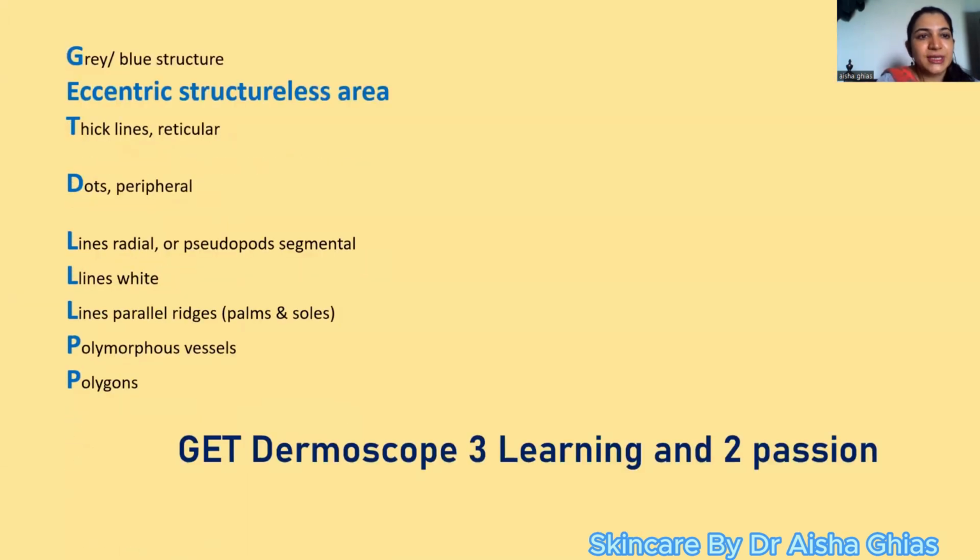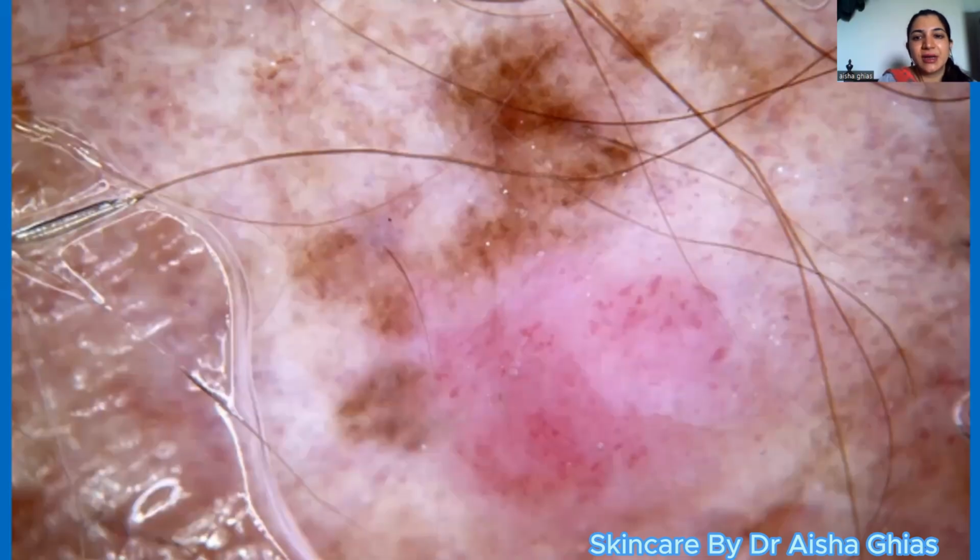So the second feature is eccentric structureless area. Eccentric, not centric, because if the structureless area is in the center, you might consider nevi. Eccentric structureless area means that there is something on the slide, the color of which is not that of skin color. If it's skin color, we do not call it an eccentric structureless area. And for a structureless area to be diagnosed, you should have structures elsewhere, like over here. These are the brown structures in the slide.